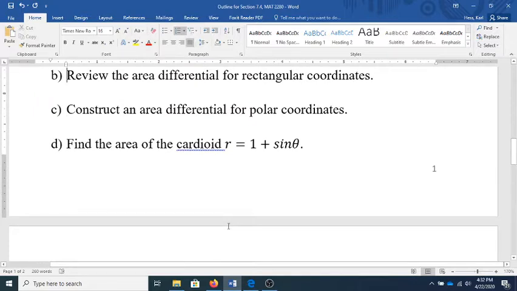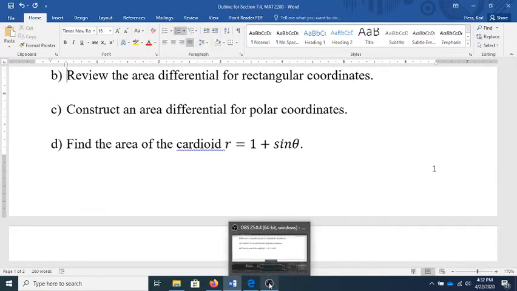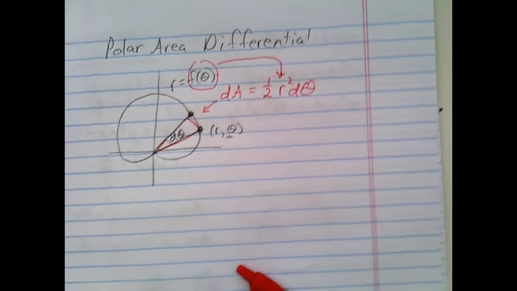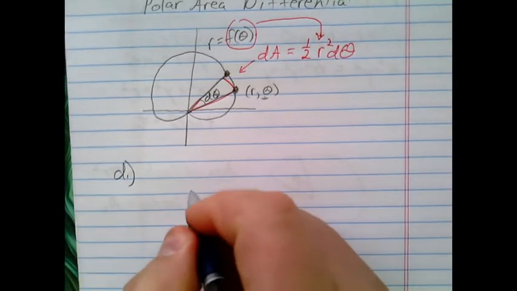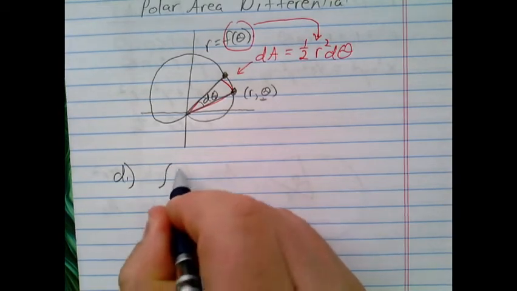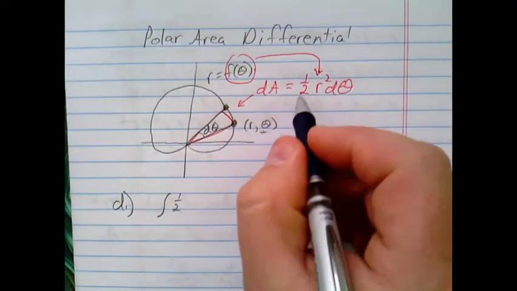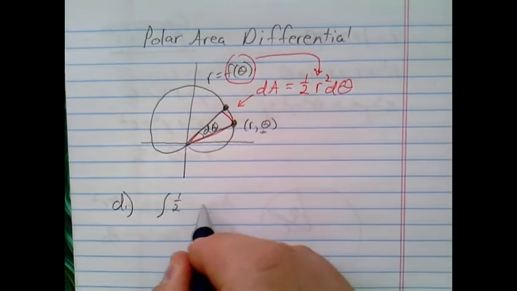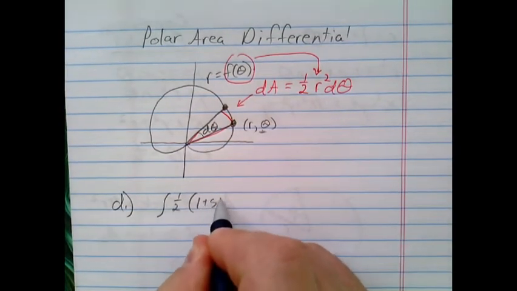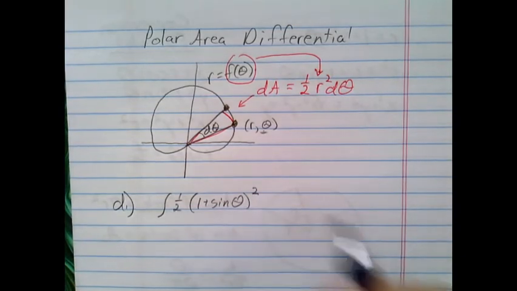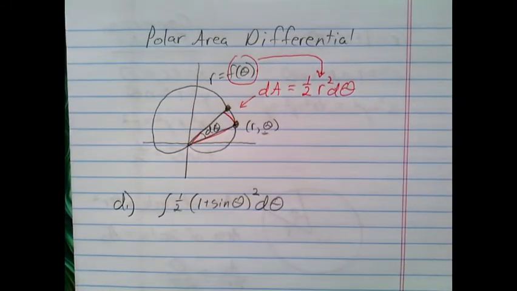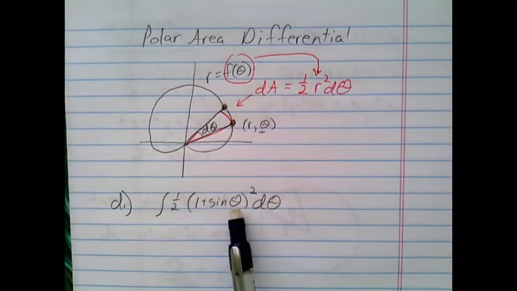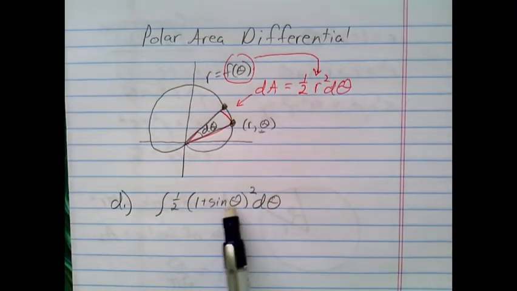Okay, so let's set this up. Part D. To find the area of my cardioid, I want to integrate 1/2 r squared. Remember, in our cardioid, r was equal to 1 plus sine theta. So it's 1 plus sine theta that gets squared, and then my differential is d theta, which is good. I want the variable in my differential to match the variable in whatever functions are going into the integral.